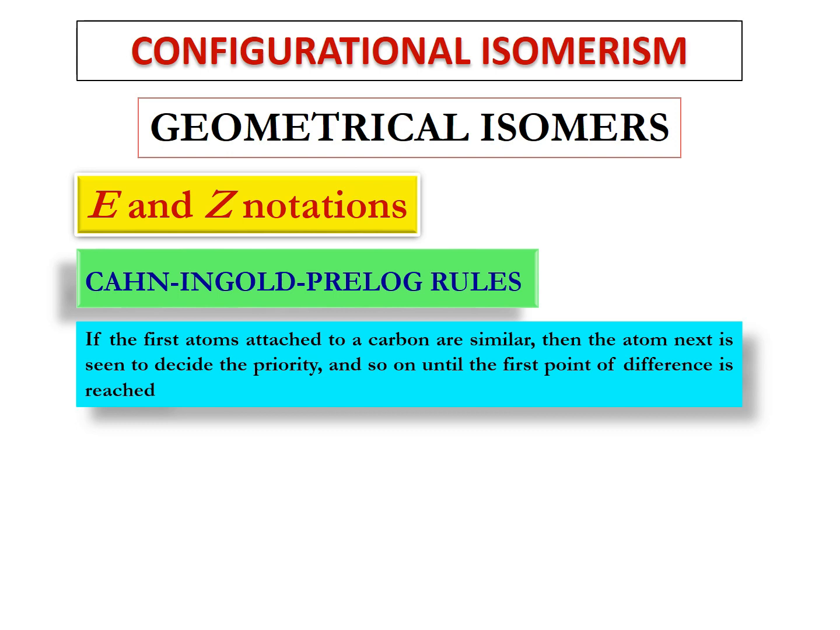If the directly attached atoms are similar, you look at the atom next to the directly attached atom, and then you decide the priority. If the second atom is also similar, you move further and check the third atom. If that is similar, you move to the fourth atom, and so on until you reach the first point of difference. That is where you decide the higher or lower rank of a group attached to that sp2 carbon. As an example, we have this molecule here.